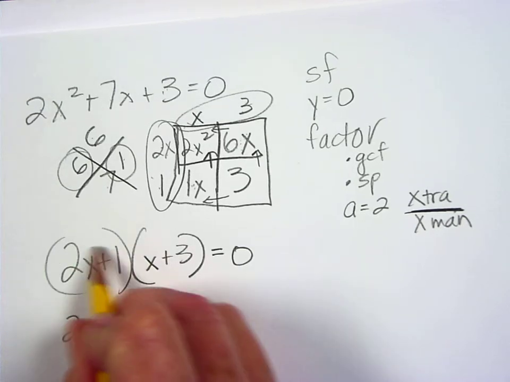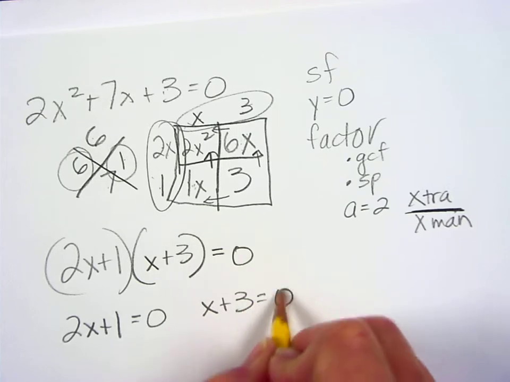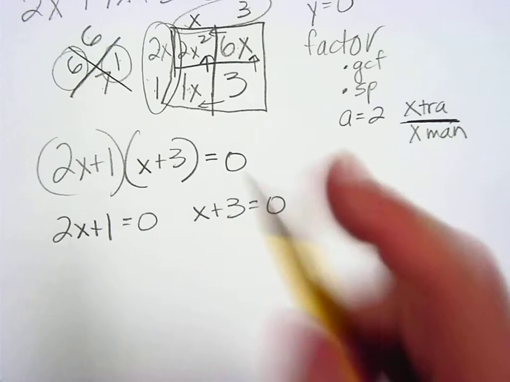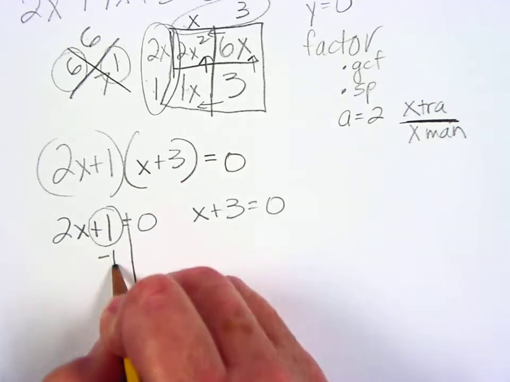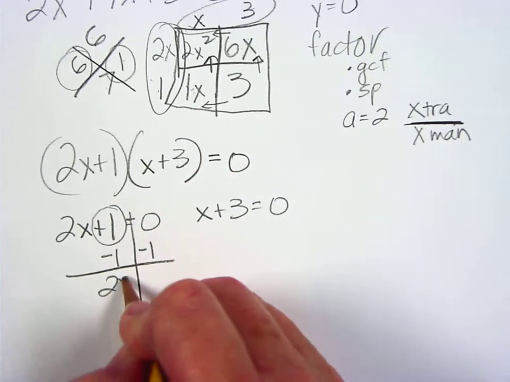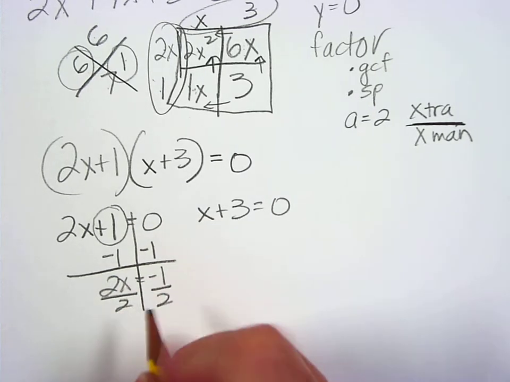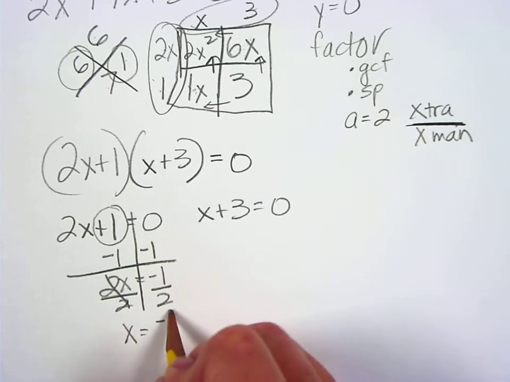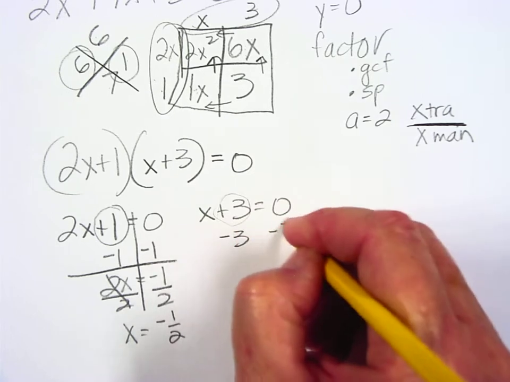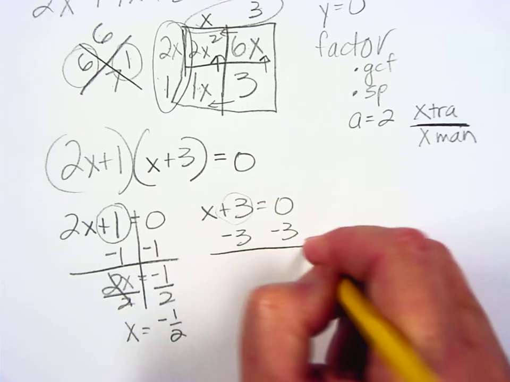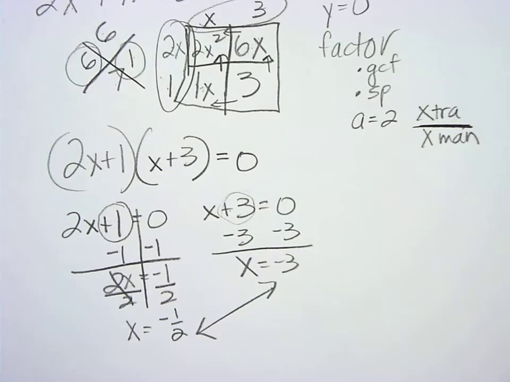So this factor equal to 0, this factor equal to 0. And then it says isolate the variable. We've been doing this all year. I want to get x alone. Well, first I got to get rid of this little puppy. And then to get x alone, I have to divide by 2. So x equals -1/2. And here, all I have to do is get rid of this by subtracting 3. Subtraction is the inverse of addition. X equals -3. Whoop-de-doo, there are my two solutions.